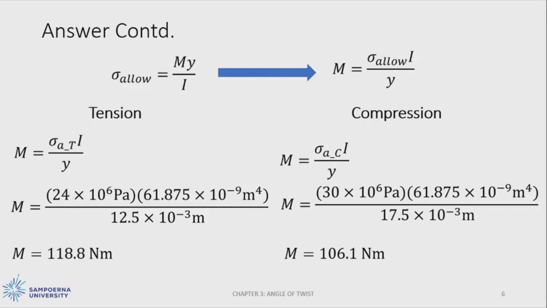And then we compare the largest couples that can be applied to the beam, and we choose the smaller couple, because if we exceed that minimum value, the beam will break. So we choose 106.1 Newton meter as the largest couple that might be applied to the beam to avoid failure of the beam.